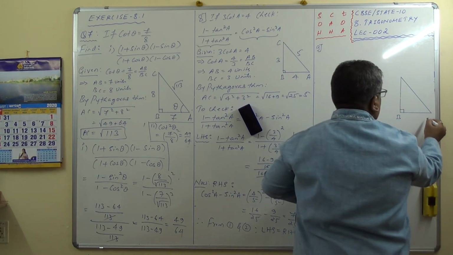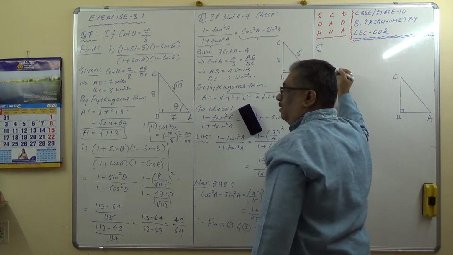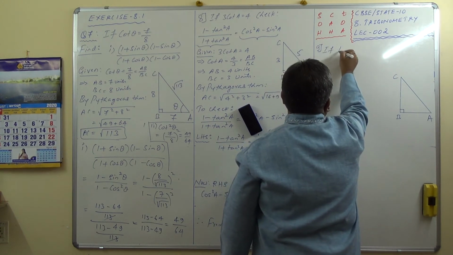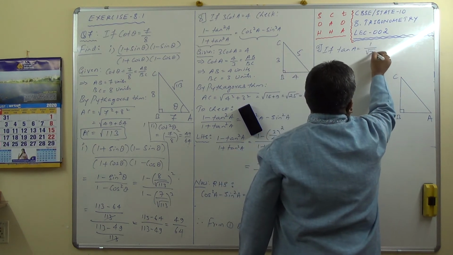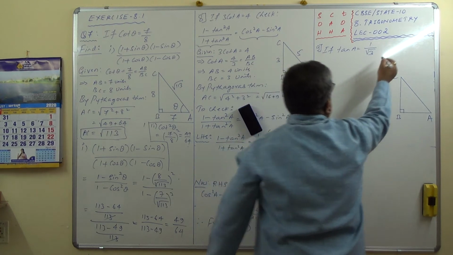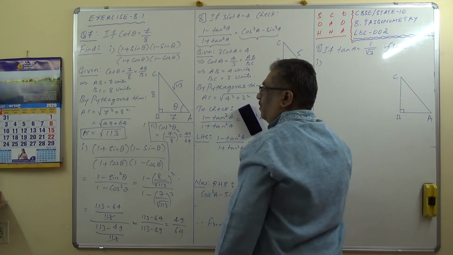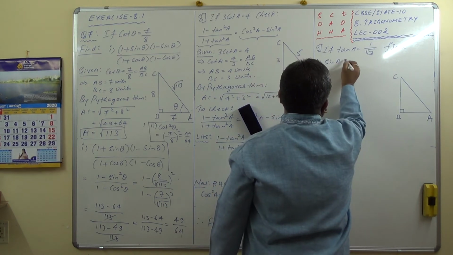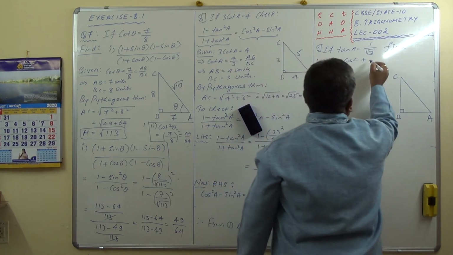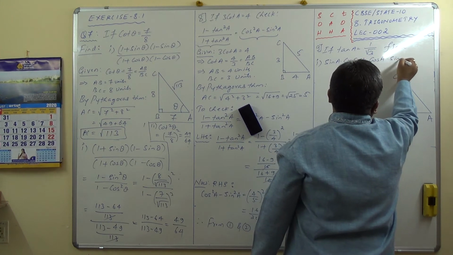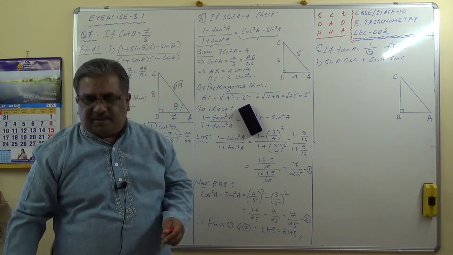Tan A is given, therefore I feel comfortable placing A on this side, ABC. If tan A equals 1 over root 3, find, there are two questions: sin A cos C plus cos A sin C. The first question I will solve, the second question is an assignment, you do it yourself.